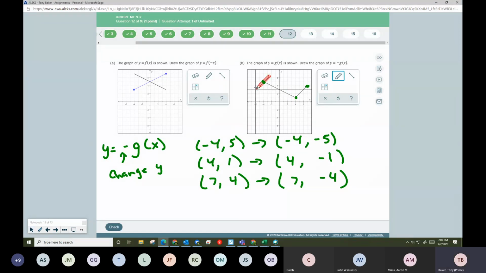So that, we graph these. So I got -4, -5. I got 4, -1, and 7, -4. And then I connect the dots.